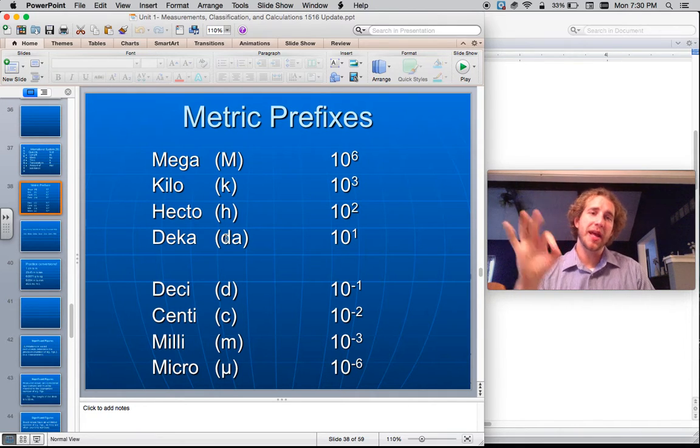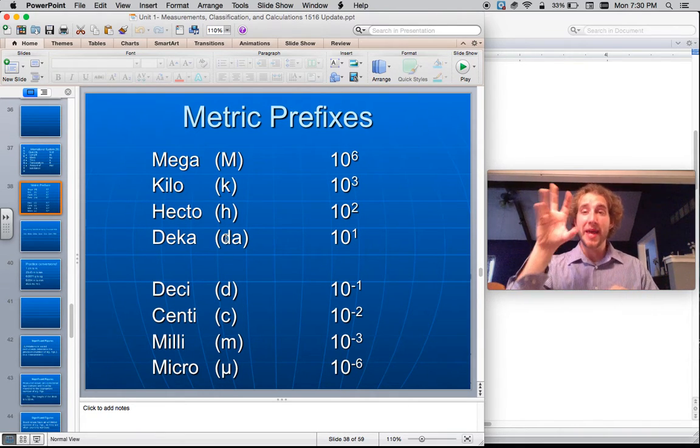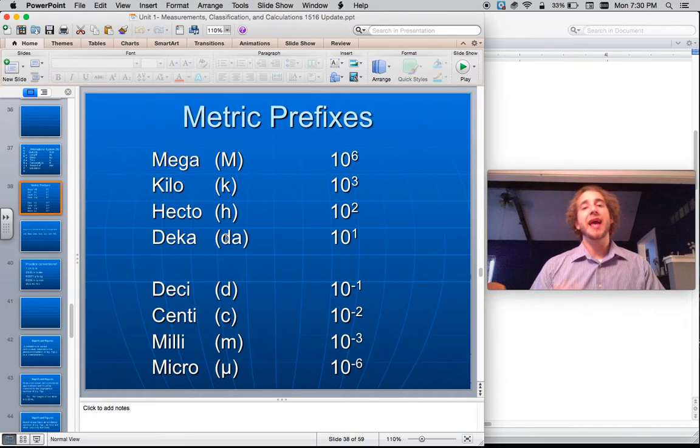Mega gets the capital M, so a megameter would be a big M, little m. A kilometer would be a km. A hectometer is an hm. Decameter is a dam. A decimeter is a dm. A centimeter is a cm. A millimeter is an mm. And a micrometer is this kind of funny one. It's called mu, this little squiggly, um.